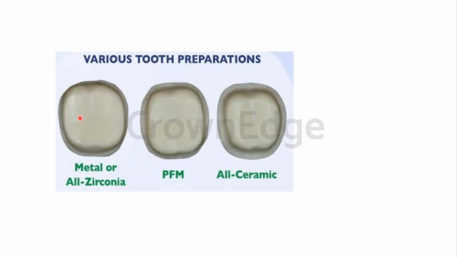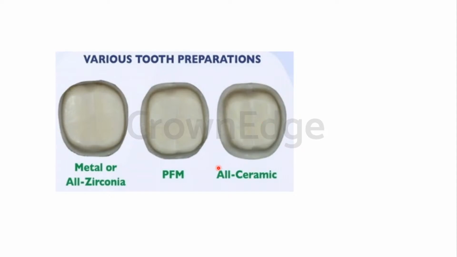So a metal is probably 1 to 1.5 millimeters. A PFM is about 1.5 to 2 millimeters. And all ceramic, as you can see, based upon the size of the all ceramic crown, requires a reduction of about 2 to 2.5 millimeters. So this is with regards to the tooth preparation.